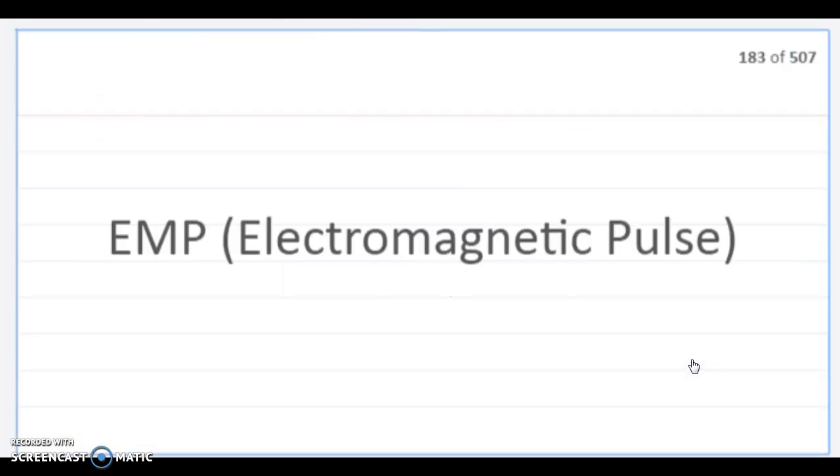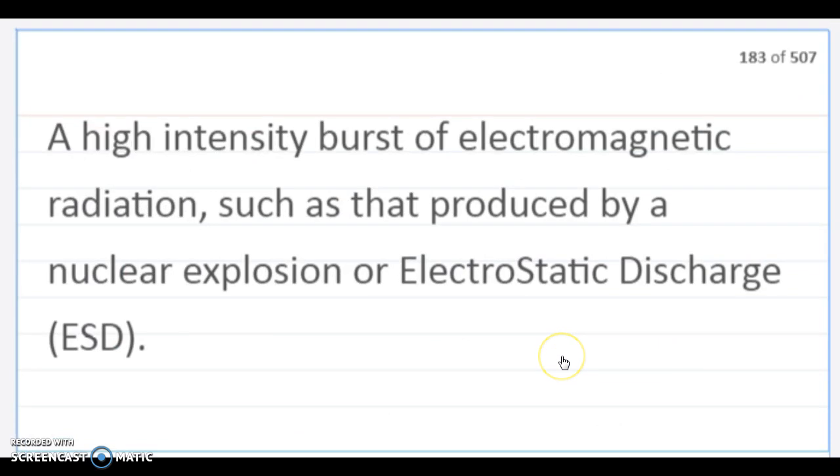EMP is electromagnetic pulse. You might see it in movies like Ocean's Eleven, where they use an EMP, or in video games like Call of Duty, where they use EMP grenades. So, electromagnetic pulse: a high-intensity burst of electromagnetic radiation, such as that produced by a nuclear explosion or electrostatic discharge. It can destroy or disable electronic devices.